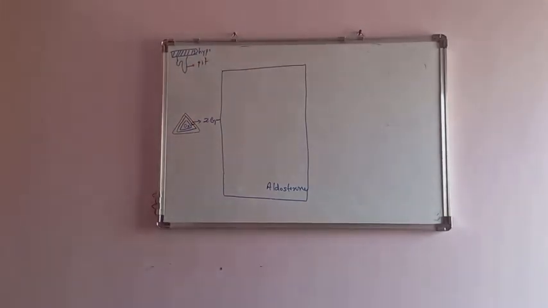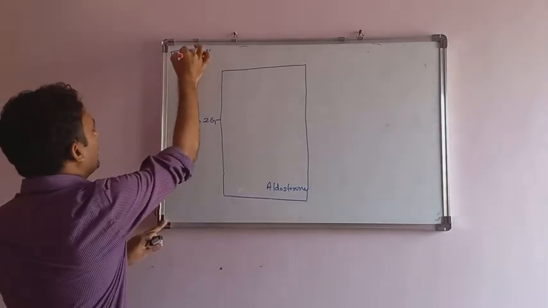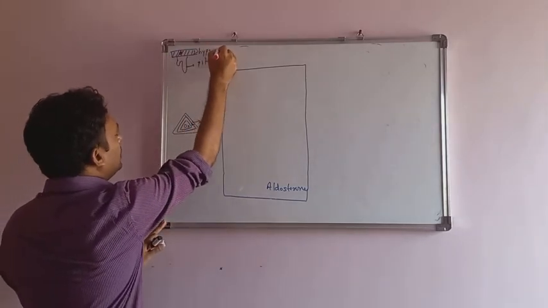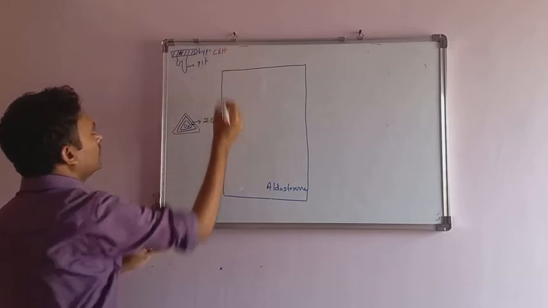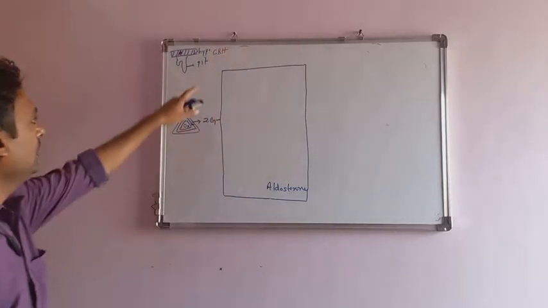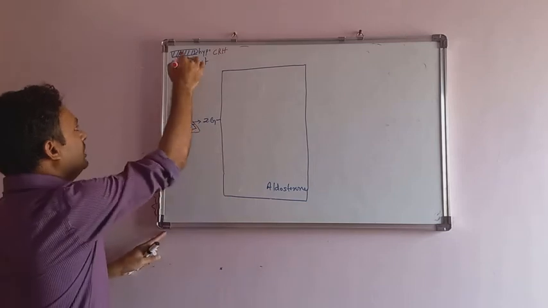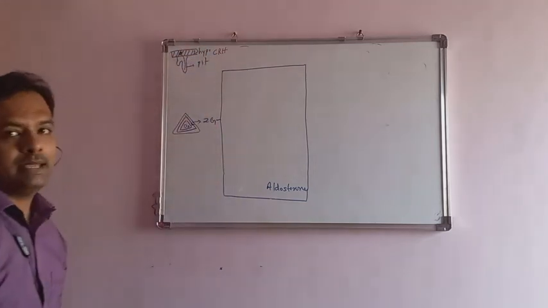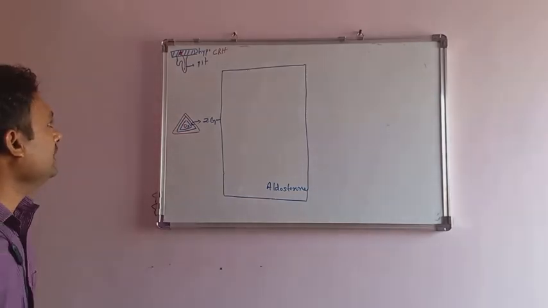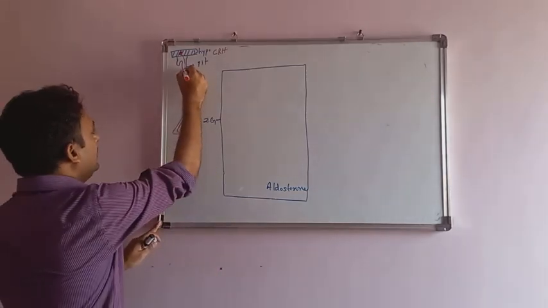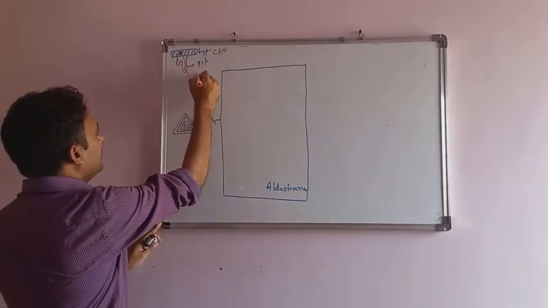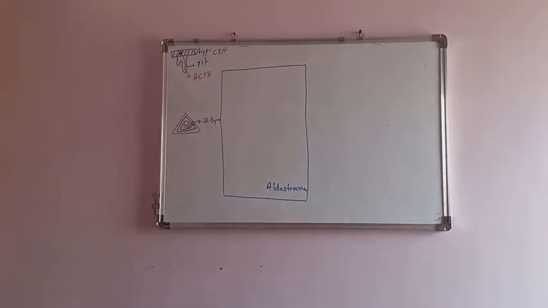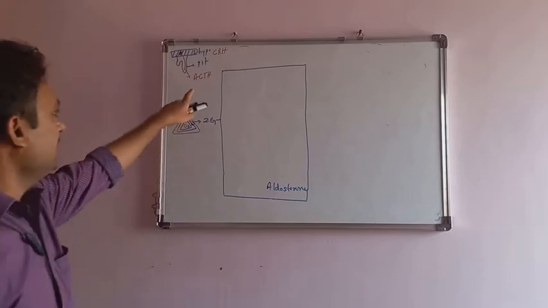Hypothalamus will secrete the hormone known as corticotropin releasing hormone. That corticotropin releasing hormone will come into the anterior pituitary. And from the anterior pituitary there is a secretion of ACTH. ACTH is what?